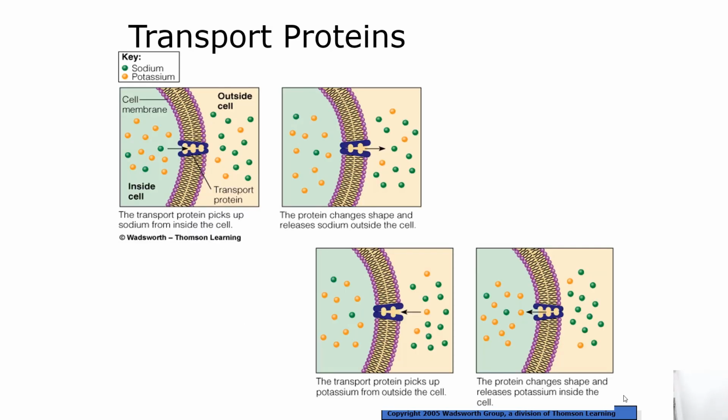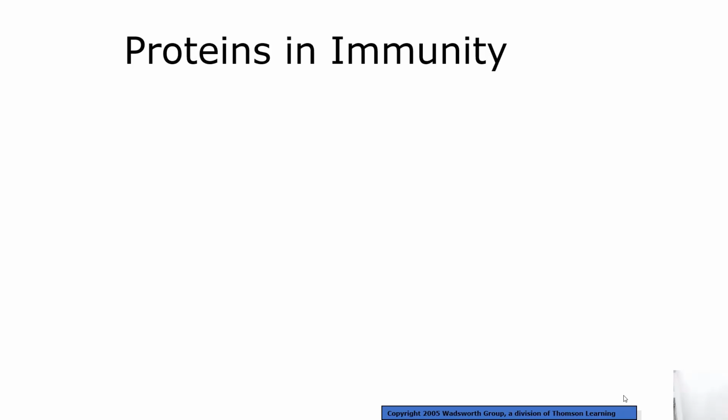Then we have transport proteins, which basically pick up sodium from inside the cell, change shape and release sodium outside the cell. Transport protein picks up potassium from outside the cell, changes shape and releases potassium inside the cell.